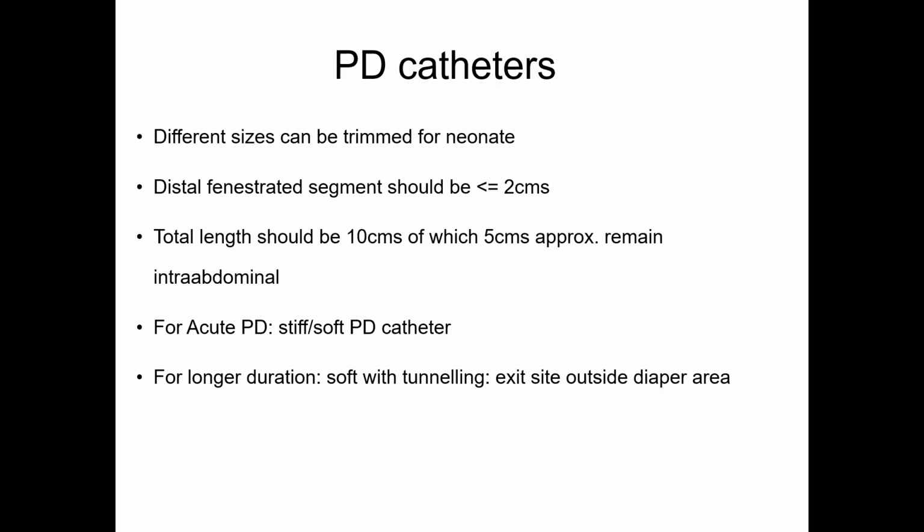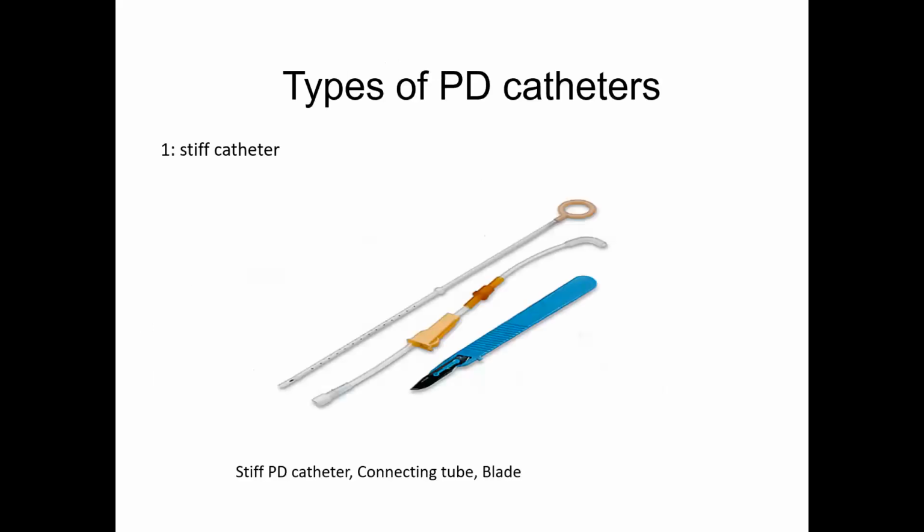As already mentioned in the video, in many centers we are using stiff PD catheters for acute peritoneal dialysis, but soft PD catheters can also be used for acute PD. But if PD is required for more than 48 to 72 hours, to decrease the risk of infection, we have to use a soft Tenckhoff catheter along with tunneling. And in this, we have to keep the exit site outside the diaper area to decrease the infection rate.